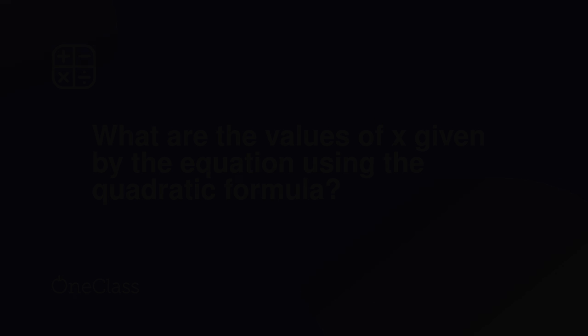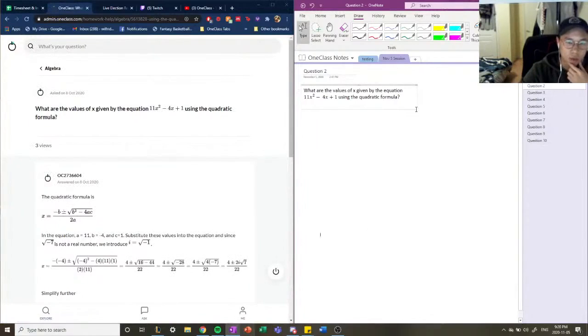All right, so the second question asks us, what are the values of x given by the equation 11x squared minus 4x plus 1 using the quadratic formula? So there's a few things to define here too, mainly, why are we using the quadratic formula? Many of these second degree polynomials, or parabolas, or quadratic equations can be solved by factoring. Factoring, cross multiplication, these techniques can be used to find the solutions to the quadratic equation. But sometimes you're not able to factor. And this is where the quadratic formula comes in handy, and I'll define it here.